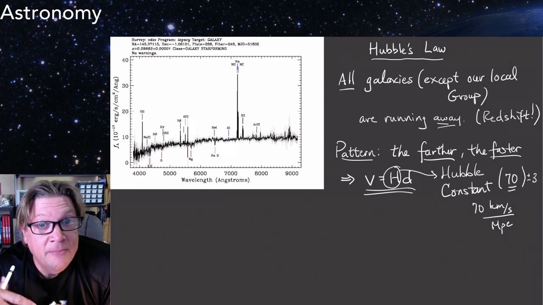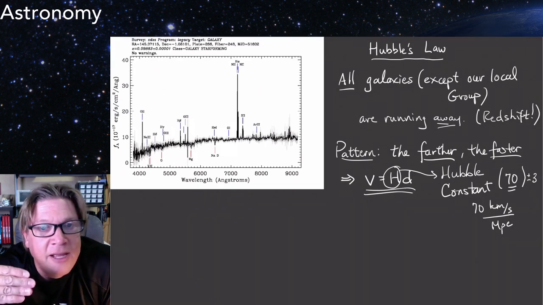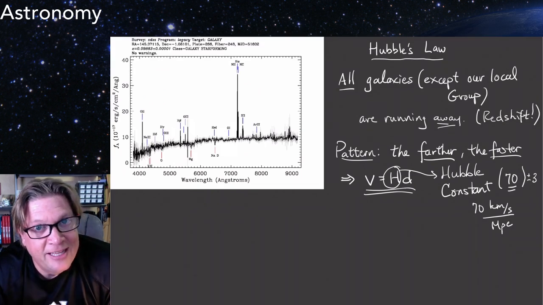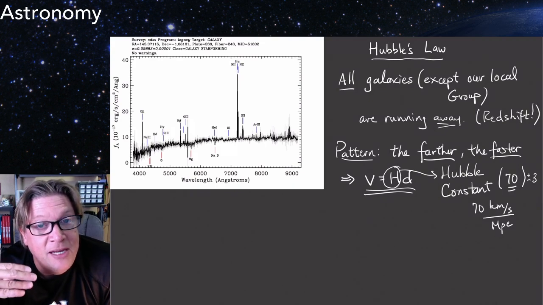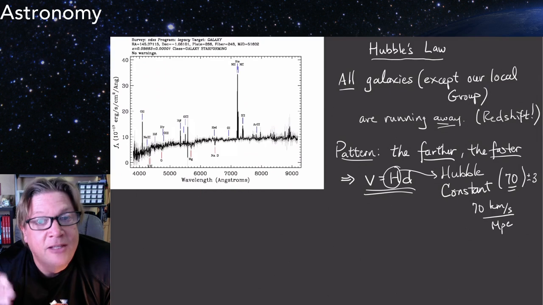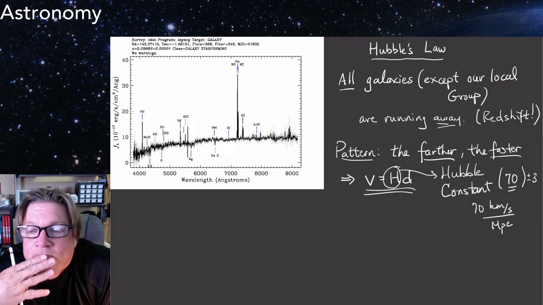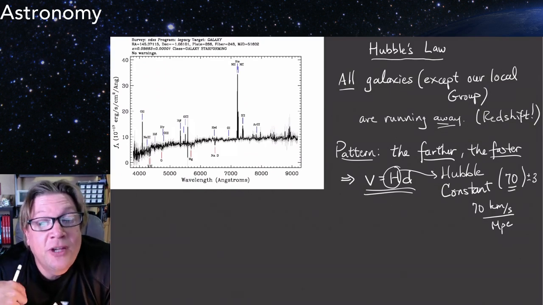Mega meaning million. So for every megaparsec a galaxy is away from us, its speed increases by 70 kilometers per second. Sounds okay. So here's how we use it.